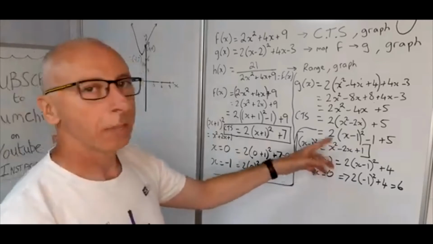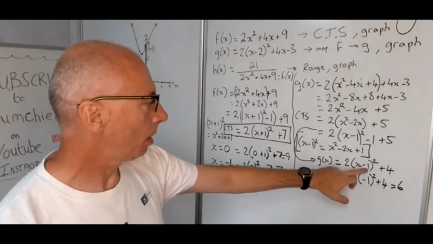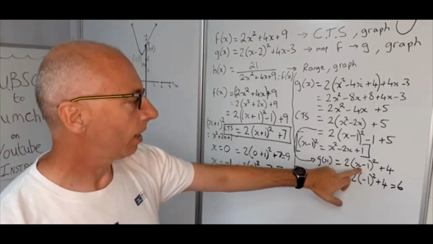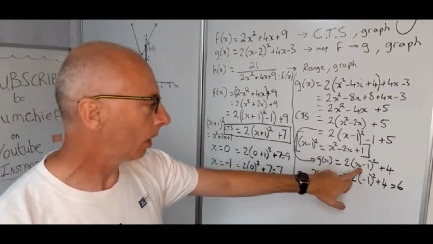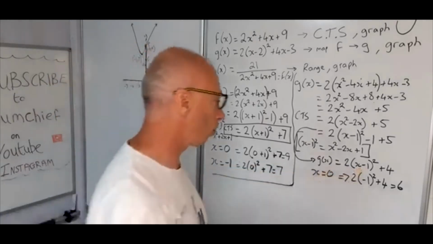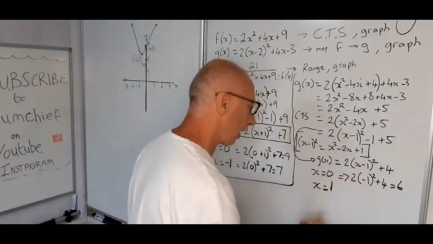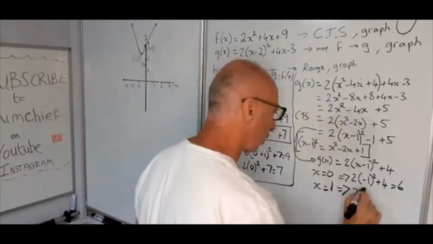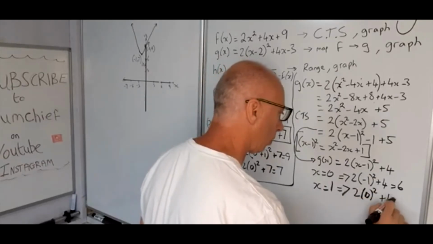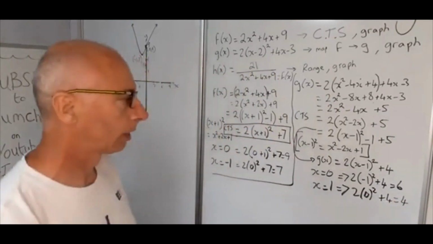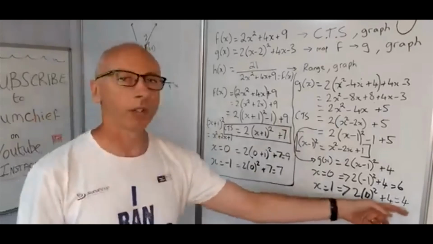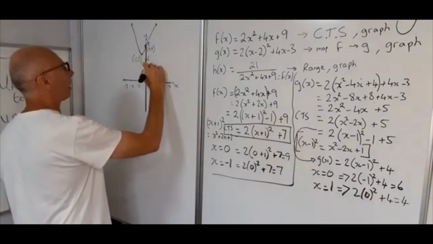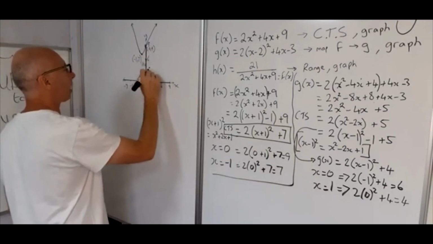Now, what about the minimum point? So what's the minimum point here? Well, again, this is squared. So when this is 0 in here, that's our minimum point. That's minimum at x equals 1. So when x equals 1, we've got 2 times 0 squared plus 4, which equals 4. So our minimum point is at x equals 1, y equals 4. So we've got a minimum here. So 4 is about here, and say 1 is about there.